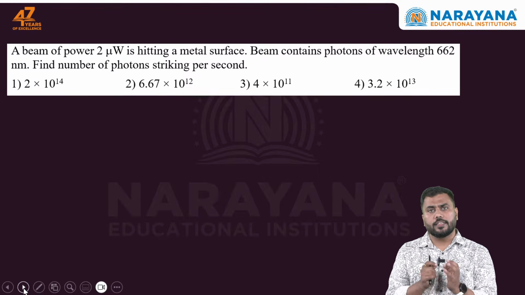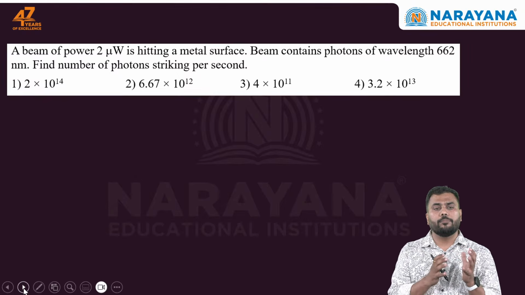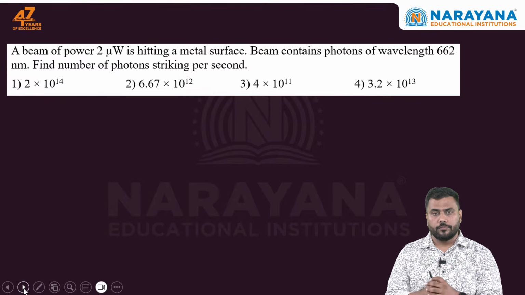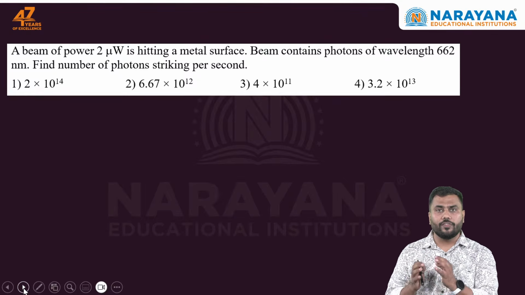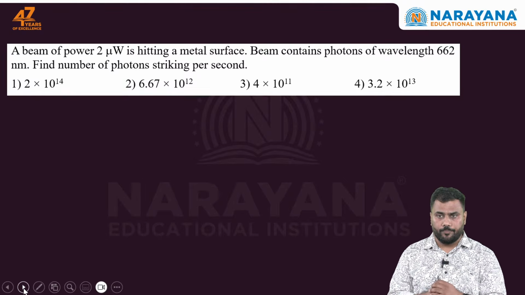Next question is again an easy question, but a little bit of calculation is there. The question is asking that a beam of power 2 microwatt is hitting a metal surface. The beam consists of photons of wavelength 662 nanometer. Find the number of photons striking per second.